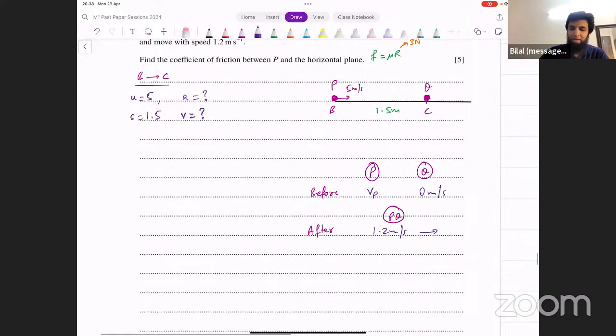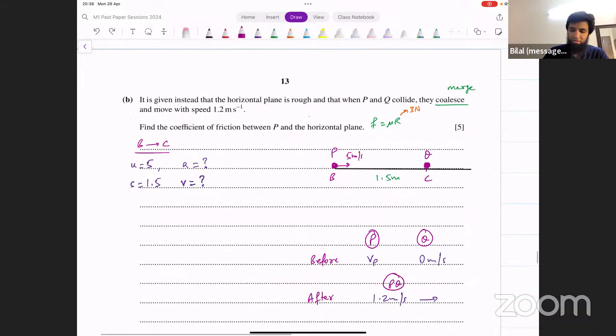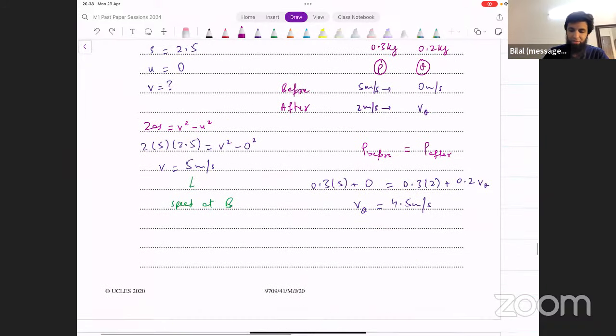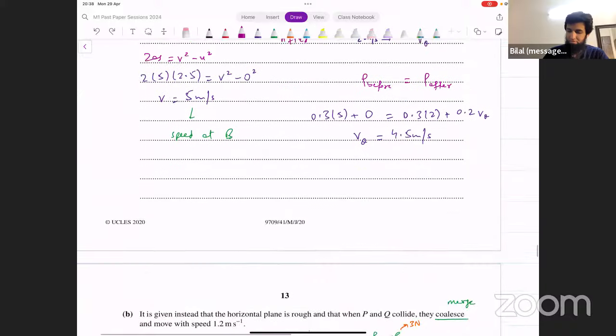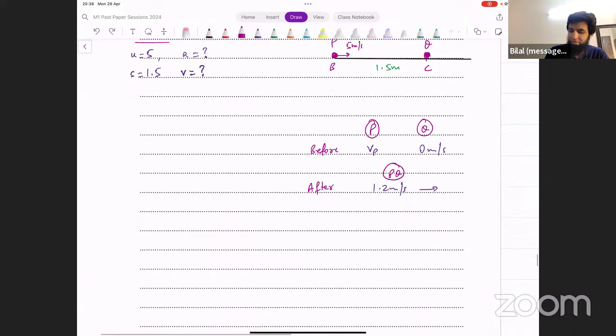Okay. Now, do we have the masses of both the particles? Mass of P is 0.3 kilograms. Mass of Q is 0.2 kilograms. What about the mass of PQ? The coalesced mass, that's 0.5 kilograms. We can use conservation of momentum. We can say momentum before collision equals momentum after collision.